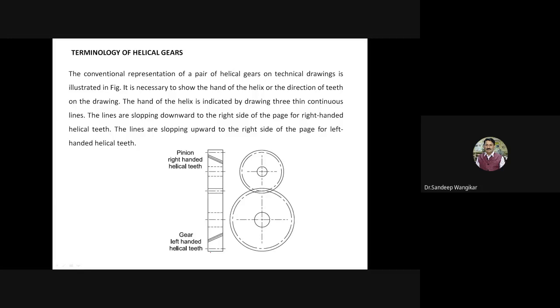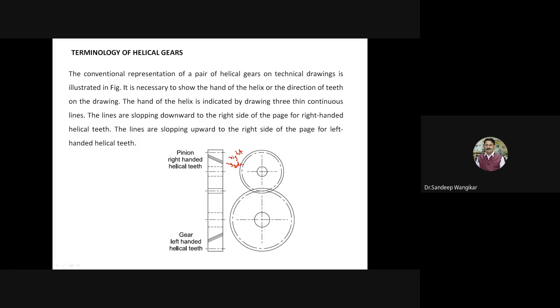Hand of helix is also shown. So here some guidelines are again given. The hand of the helix is indicated by drawing three thin continuous lines on the gear. If the lines are sloping downwards to the right side of the page, it is for right-handed helical teeth. See, whatever I explain in this case, if these are inclining downward towards the right side, I will call it right.